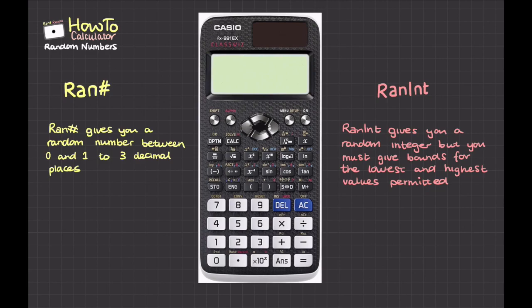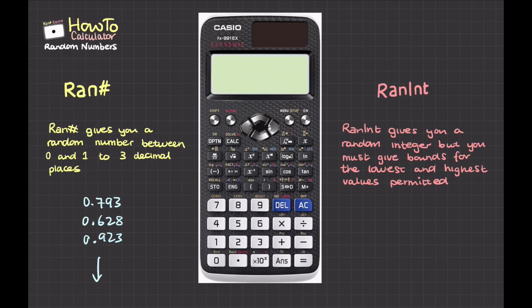If I press shift and then Ran#, it gives me a random number, and I can press equals and it will give me a different random number. Every single time I press equals, it'll give me another. So let me write down a few that I'm getting here. This one is 0.793. Another one here is 0.628. Another one, 0.923. I could go on forever. These are just random numbers.